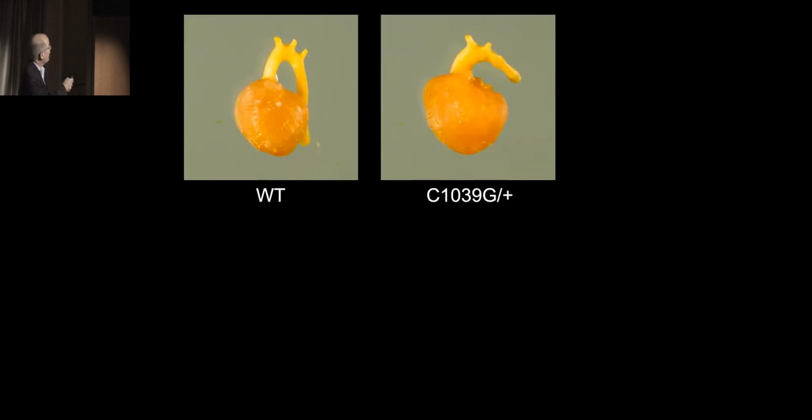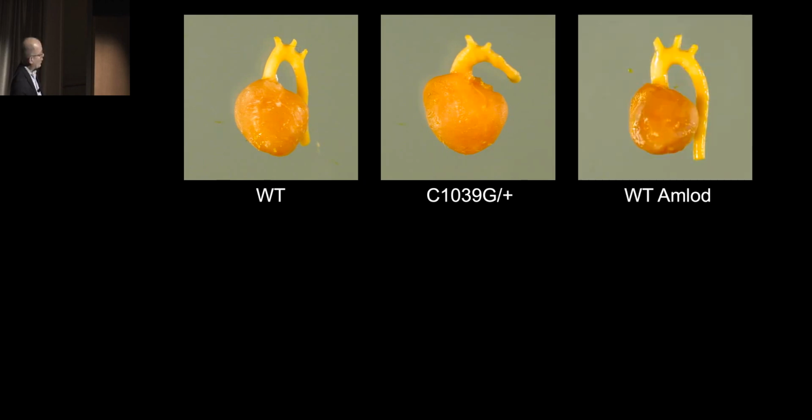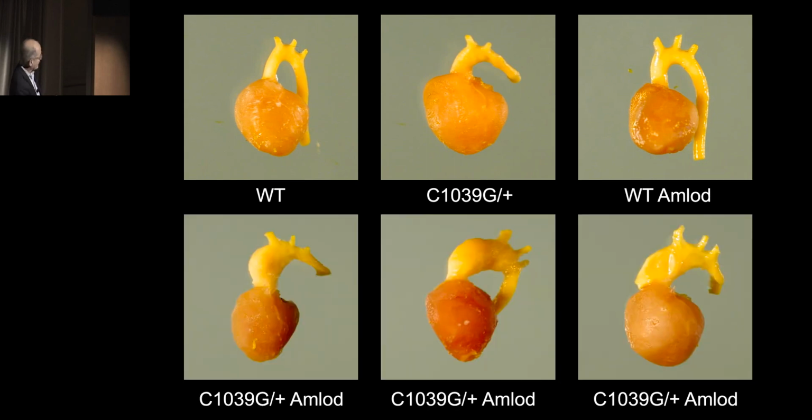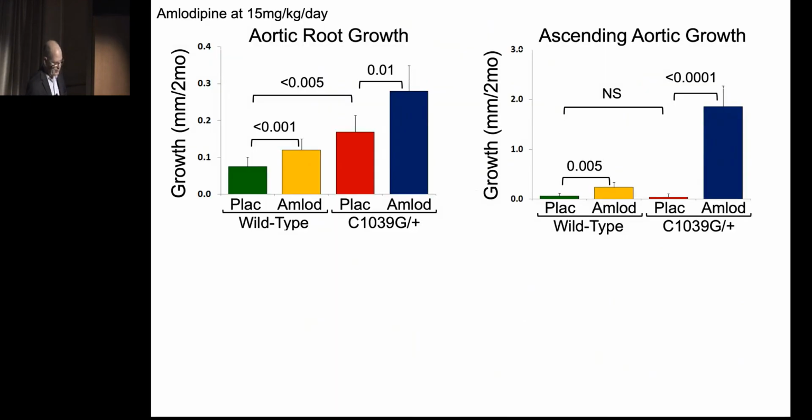Here I'm showing you the heart and aortic arch of a wild-type animal. In our Marfan mice, you can see that there is a flare at the base of the aorta. In wild-type mice, given amlodipine, we're not seeing much difference. But in virtually every Marfan mouse, given calcium channel blockers, these giant ascending aortic aneurysms.